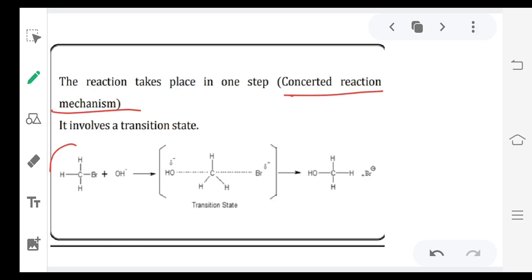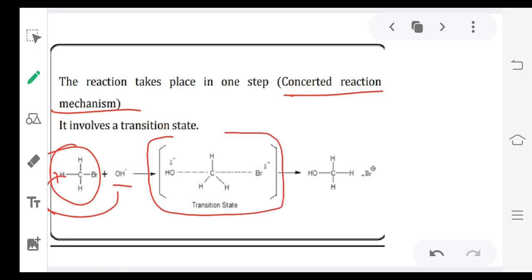So here this is our methyl bromide and this is the nucleophile. The nucleophile is attacking from the rear side of the molecule, so we get a transition state. This is a transition state. The transition state shows bond making between carbon and oxygen, and similarly bond breaking between carbon and bromine. Both are going on simultaneously.